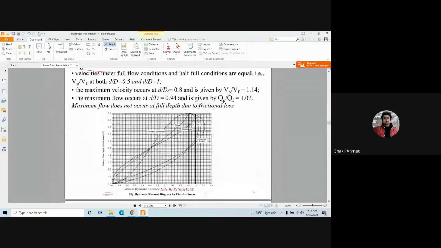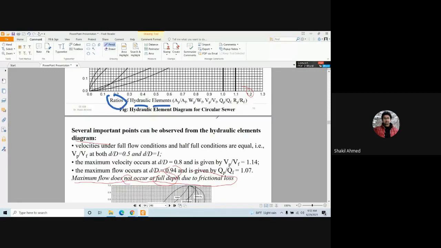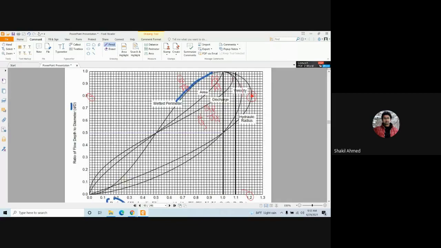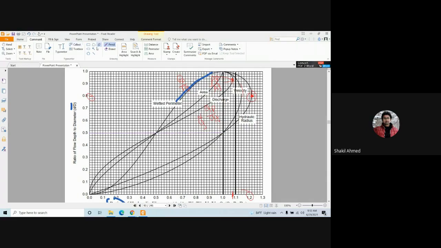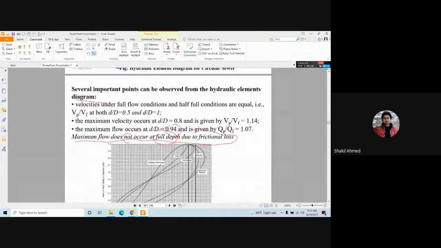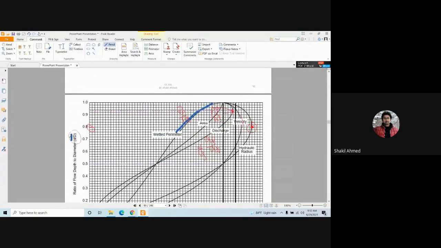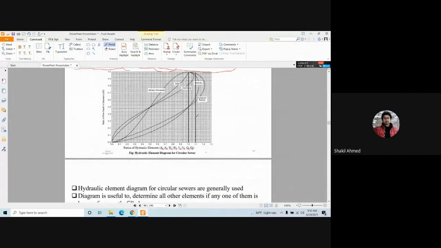Okay. That means maximum flow does not occur at full depth due to frictional loss. Maximum flow occurs when d by D equals 94%, and this is 1.07. This is Q. Where is Q? The maximum point is here, and this is around 1.07, and this goes to 0.94. So maximum flow occurs when d by D equals 0.94. Again, this is d by D. Is it clear? Yes, sir.